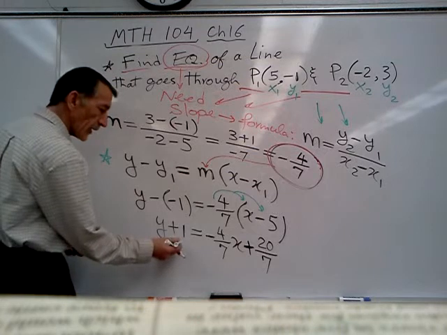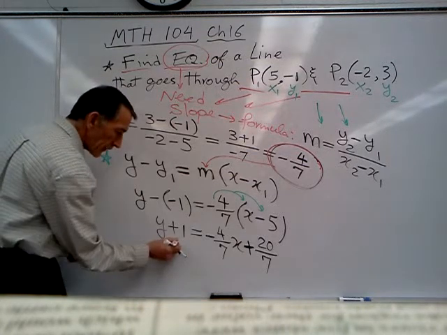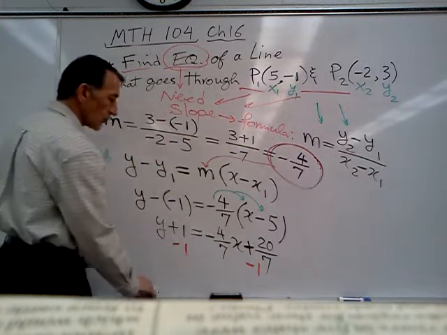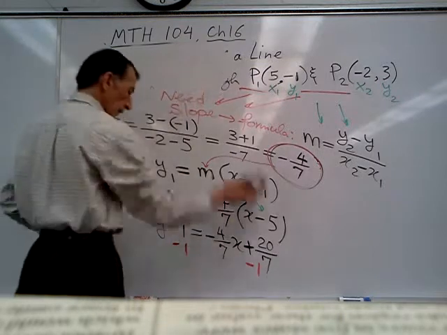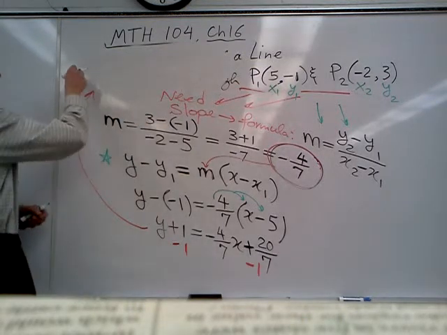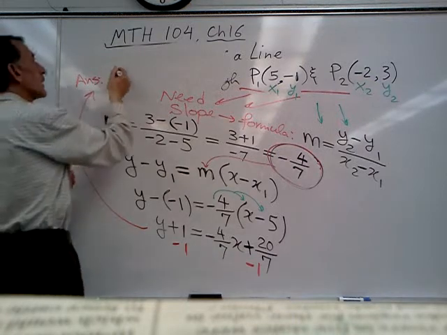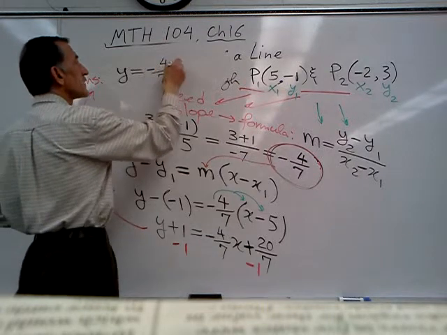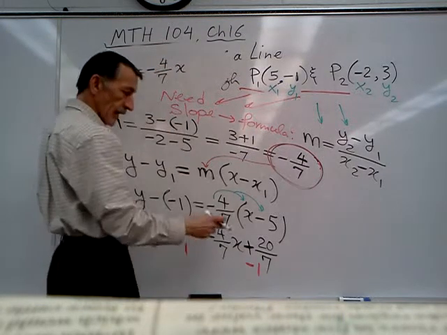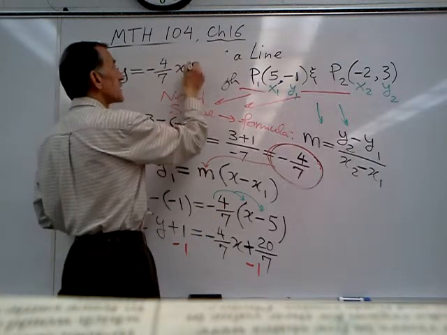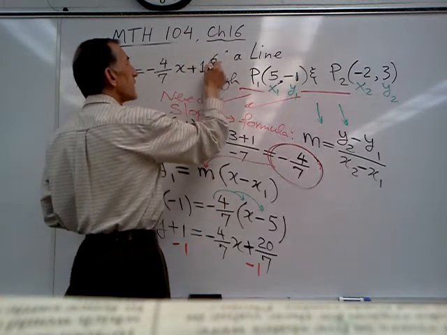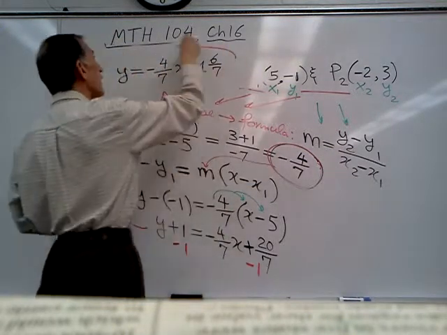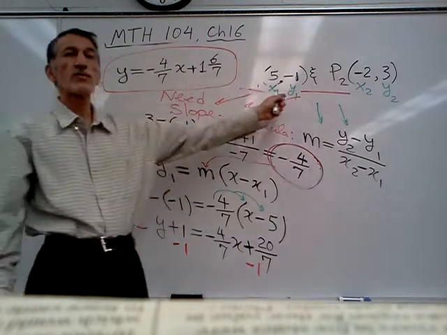But we have to subtract 1, so we subtract 1 from both sides, and the y should be alone by itself, so we subtract 1, and the final answer is going to be y equal to negative 4/7 of x, and then we have 2 and 6/7 minus 1 gives you 1 and 6/7, so it's plus 1 and 6/7. That's the final answer for this problem, that 2 points were given, no slope.